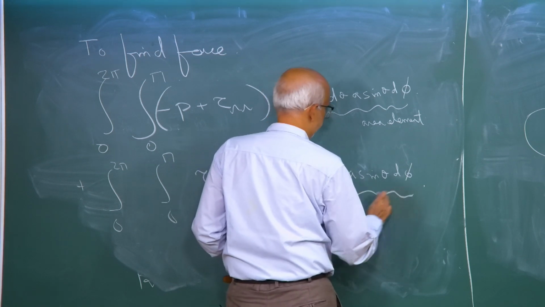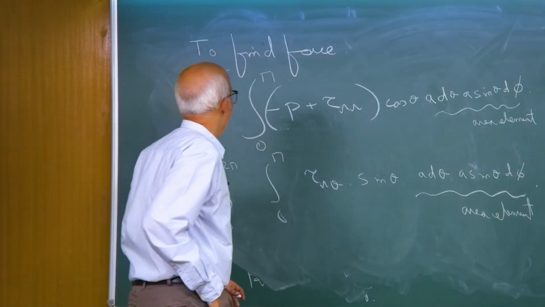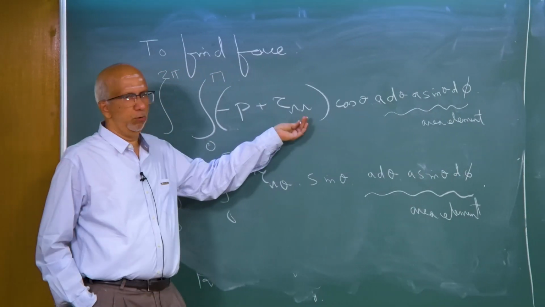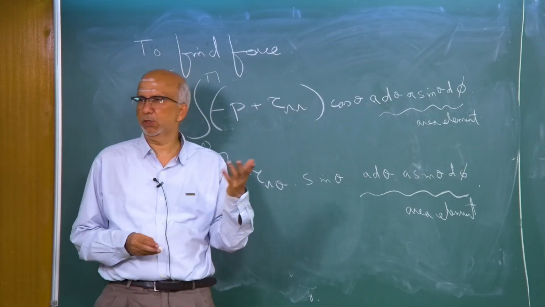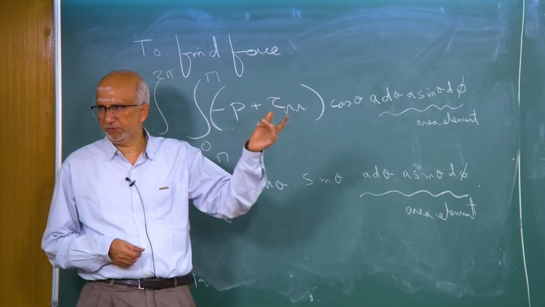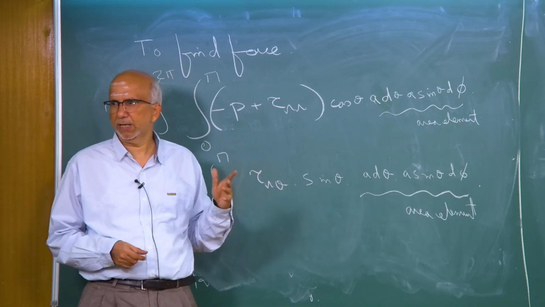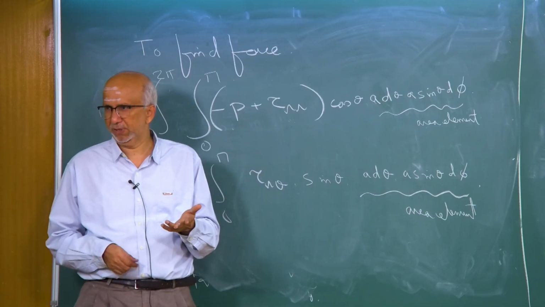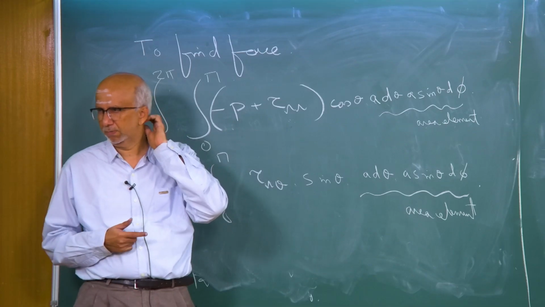Okay. This is again an area element. We already found the pressure, and you can find the tau again in terms of the velocity components. You already found the velocity field, so you differentiate it to get the expressions for tau r and tau r theta. There are standard expressions available. Tau r is 2 mu multiplied by dvr by dr.